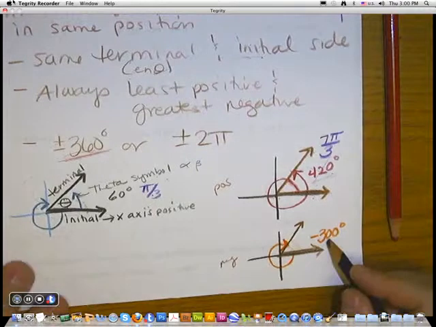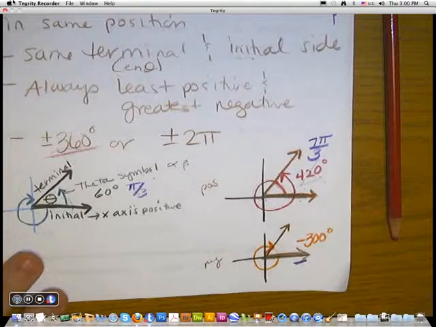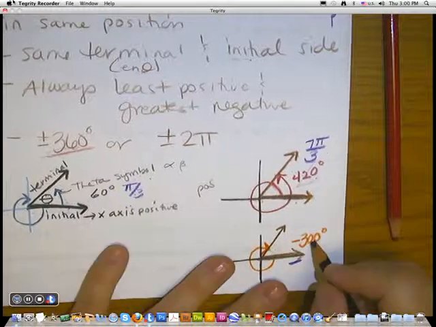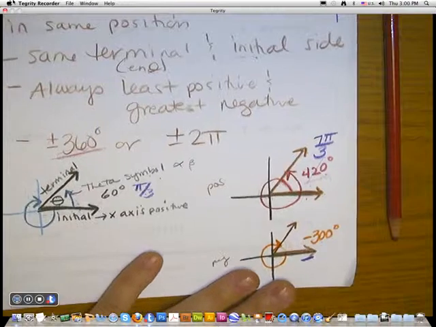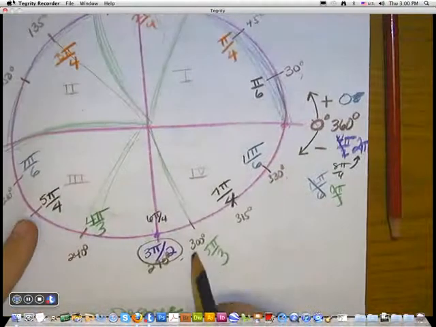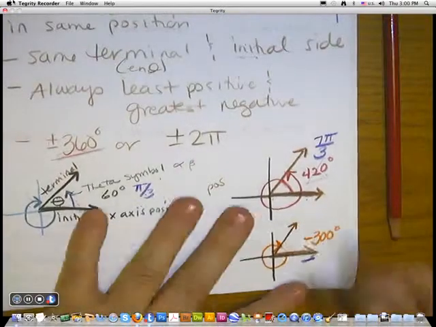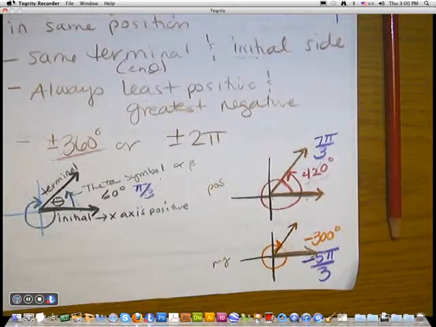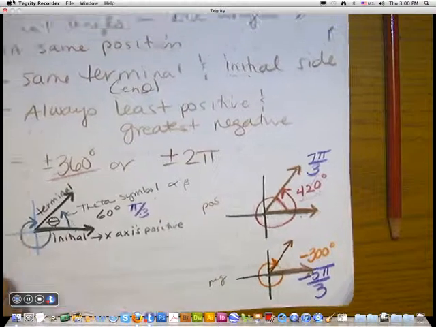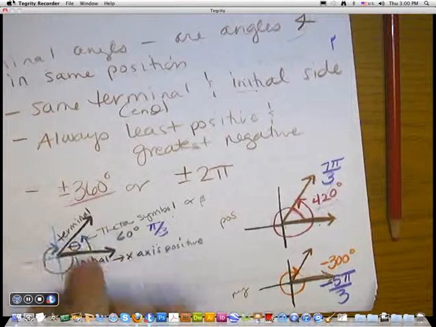Now, negative 300 degrees. Well, negative 300 means I have a negative radian. Okay? And 300, negative 300, doesn't matter. If I know what 300 degrees is, and I should know what 300 degrees is because it's 5 pi over 3. Therefore, if I went negative 300, I went negative 5 pi over 3. Keep your answer in the terms of the problem. So that's coterminal angles.